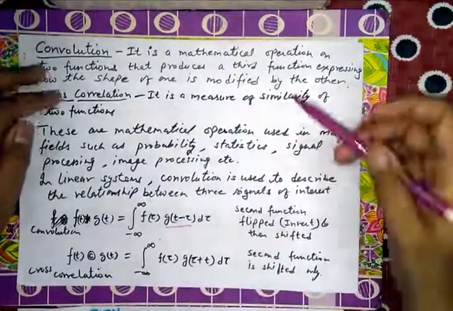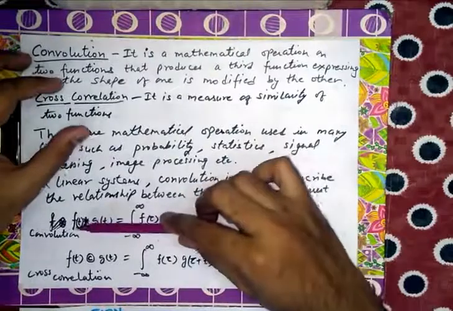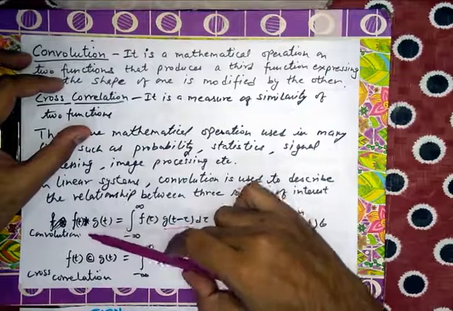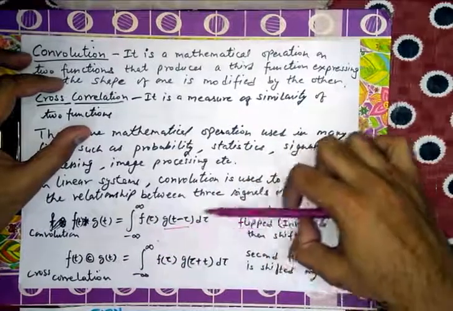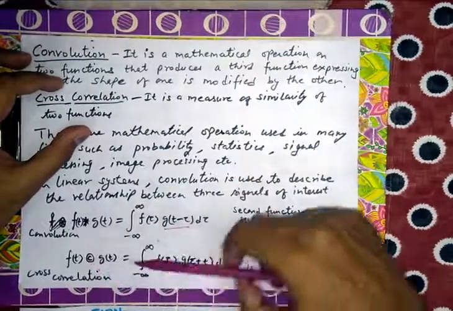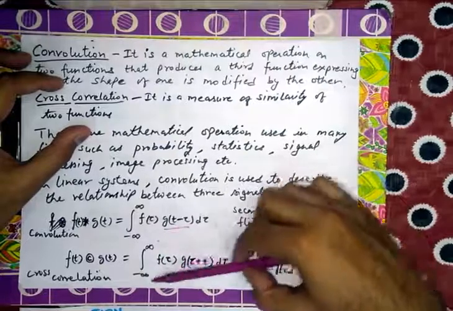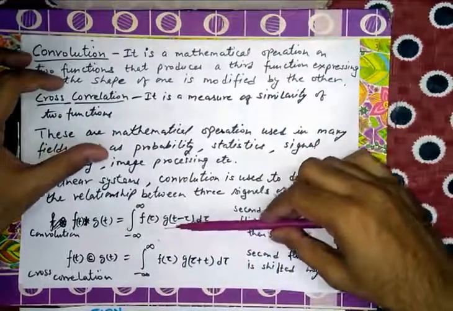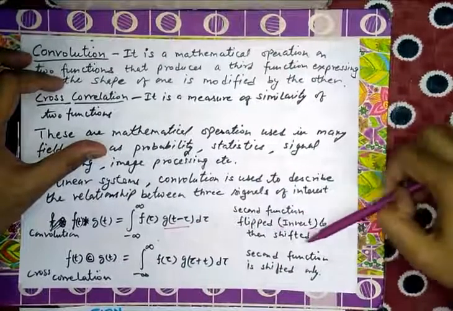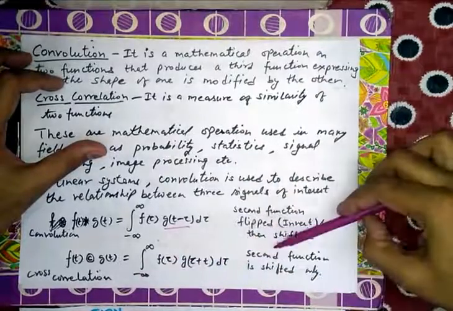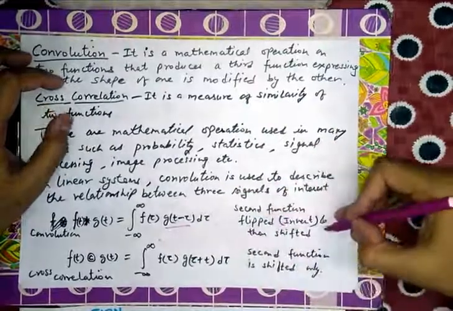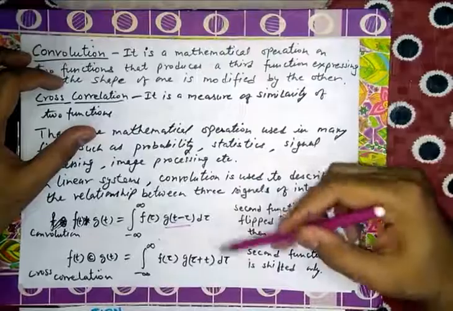It is a representation of convolution in the continuous time domain: f(t) convolution h(t), represented using a star sign, f(t) star h(t), is the integral of f(tau) g(t minus tau) d tau. That is, first function, second function. Similarly, cross correlation is represented using f(tau) g(tau plus t) over the whole period. The only difference is that the second function in convolution is flipped or folded and then shifted, whereas in cross correlation the second function is only shifted, not flipped or folded. This is the basic difference between convolution and cross correlation.